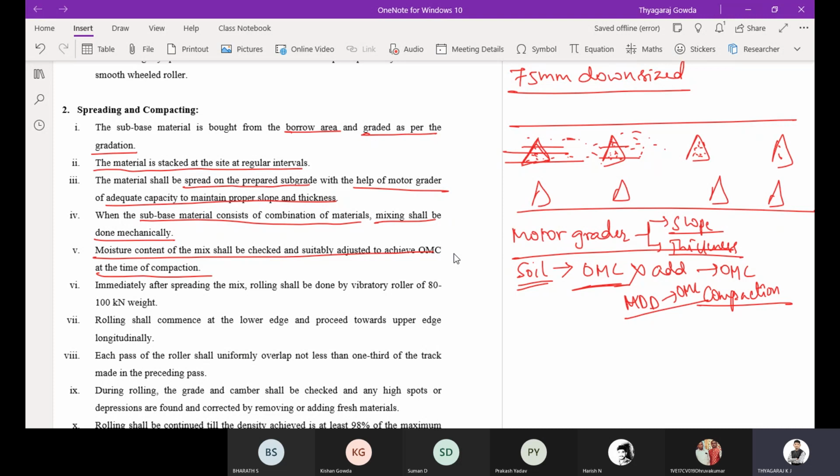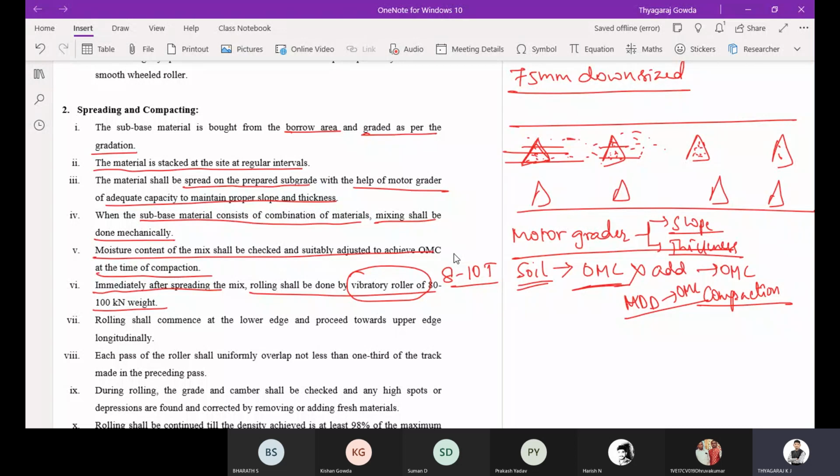Then immediately after spreading the mix, rolling shall be done by a vibratory roller. Since the aggregates are there in the GSB layer, the rolling should be done using a vibratory roller of 8 to 10 ton.